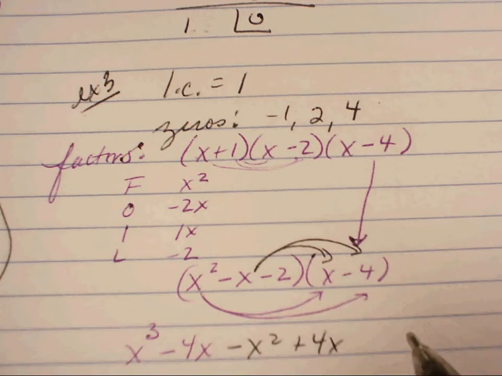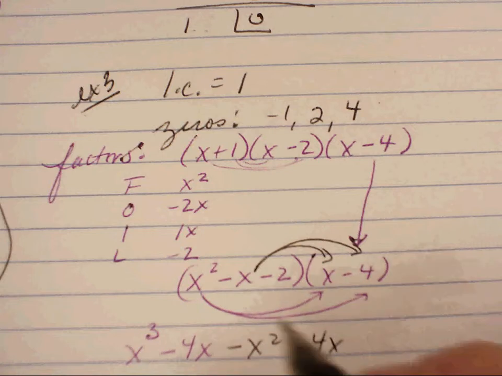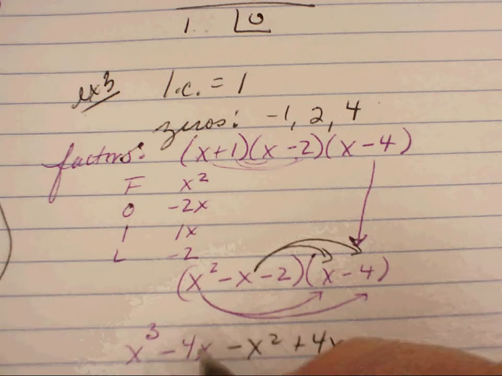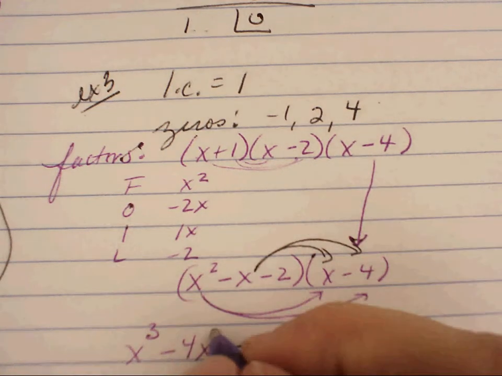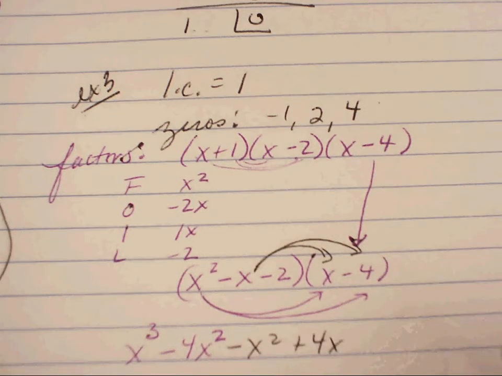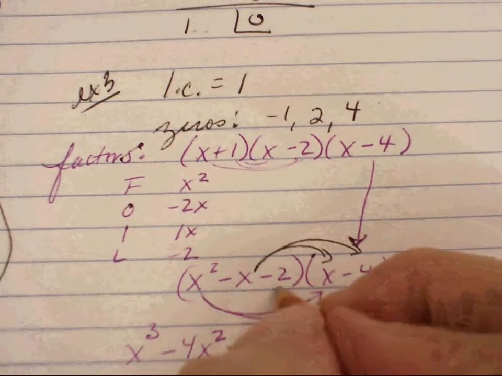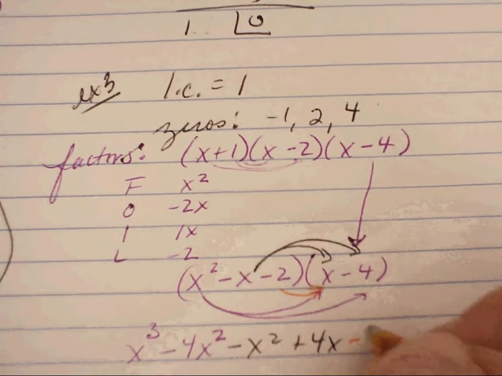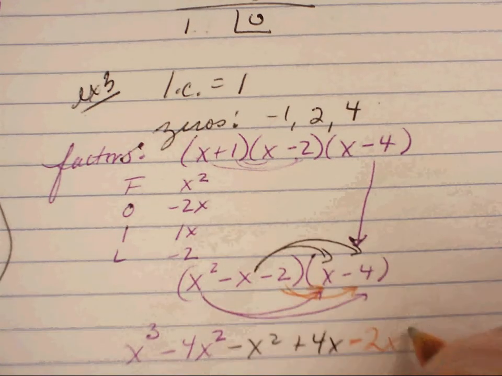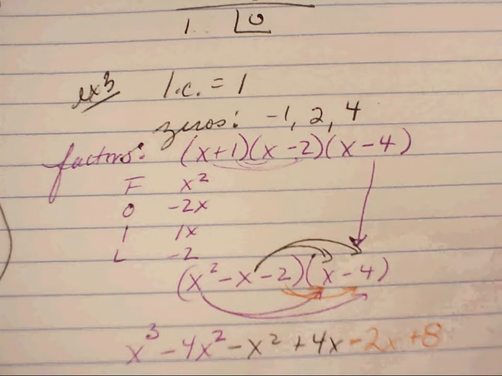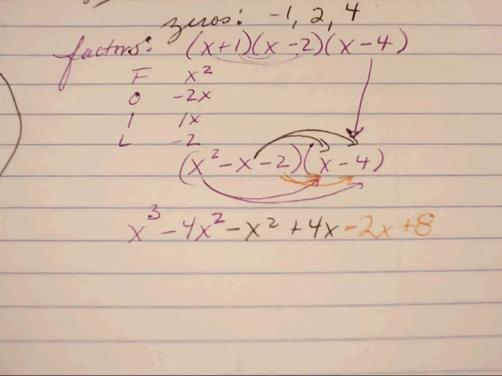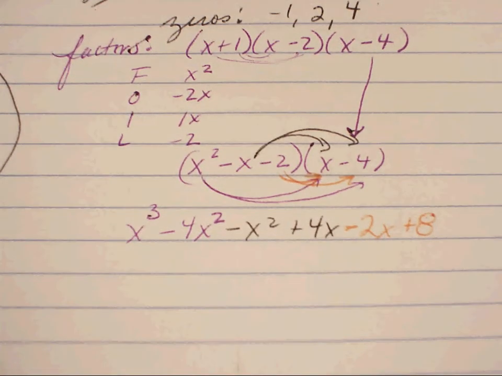X squared times x gives us x cubed. X squared times -4 is -4x squared. So I have now distributed just the x squared. Next, I would do -x times x is -x squared, and -x times -4 is what? What's wrong? What if it's the -4x squared? Where, sweetie? After the x cubed. Yes, you get a point for that. Good job.